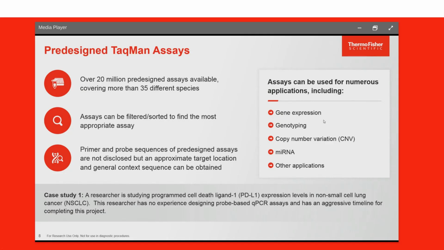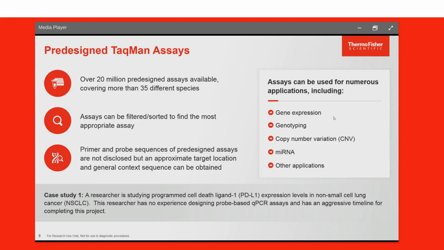So our pre-designed TaqMan assays, as mentioned, we have over 20 million pre-designed TaqMan assays available. They cover numerous different species of organism, more than 35 different species. And as shown here on the right, there are assays designed for various different applications. When searching these assays online, you can filter them based on numerous different filtering or sorting criteria that I'm going to demo in just a second.